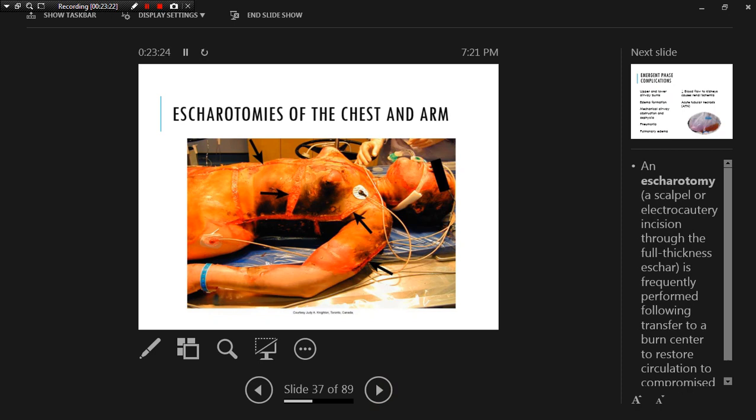This is a picture of a person who's got a burn injury to the chest, and they had escharotomies as a result of the compartment syndrome from the swelling, the charred skin that became very hard and leathery that lost its ability to expand.